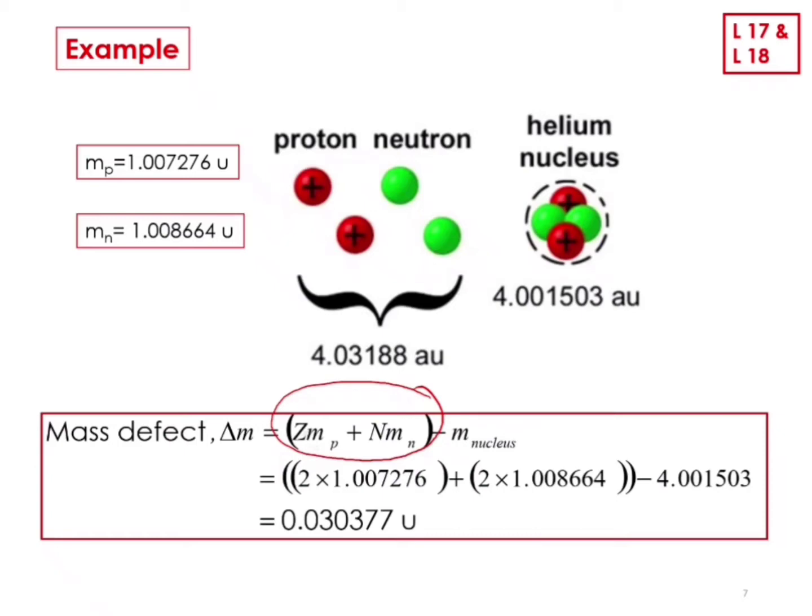Okay, back to the formula. Z M P, where Z is the number of protons. We have 2 protons, mass of proton 1.007276, plus the number of neutrons. We have 2 neutrons, so here is 2 times 1.008664, and minus the mass of nucleus. Then we get a mass defect of 0.030377 u. Okay, when we add up the individual masses, it should be equal to the mass of the nucleus, but it is not the same. That is what we call the mass defect.